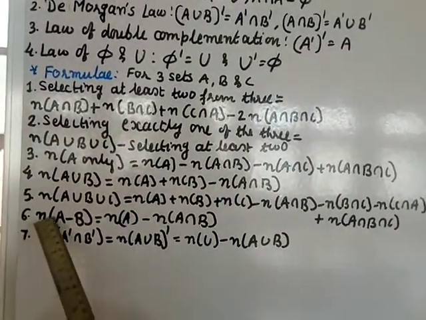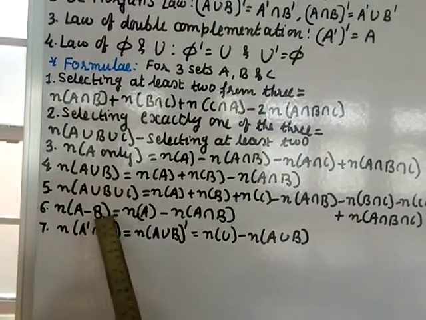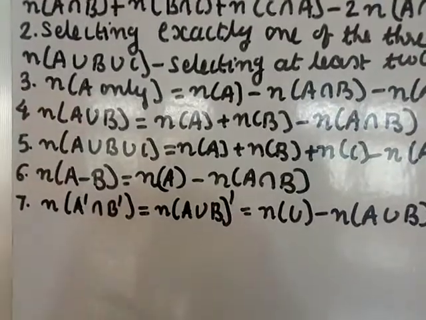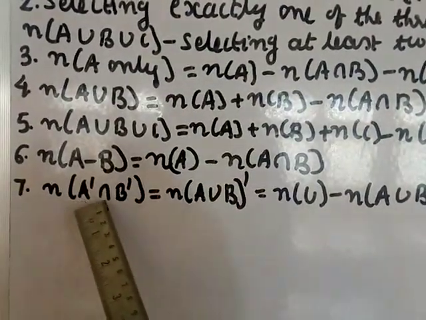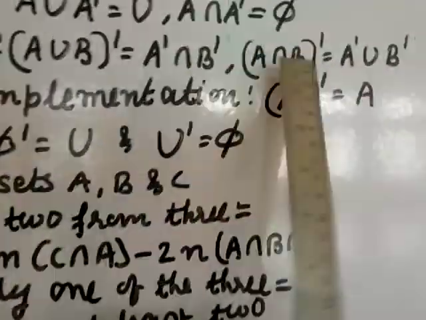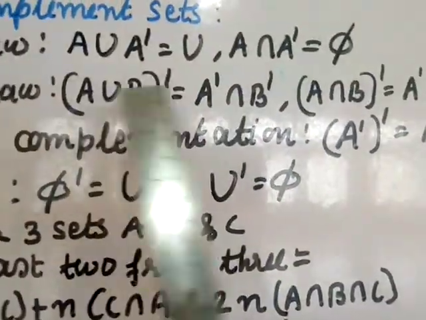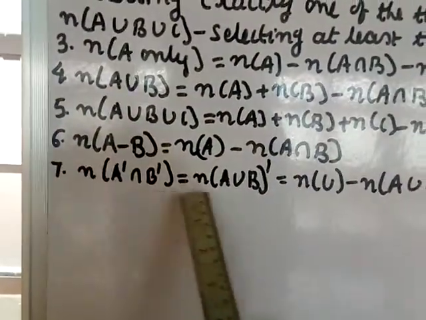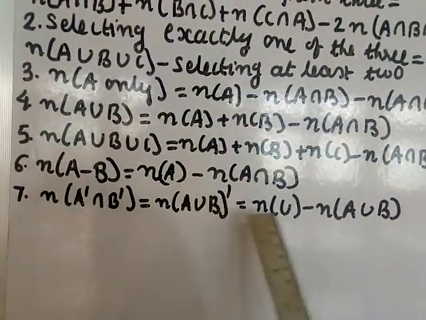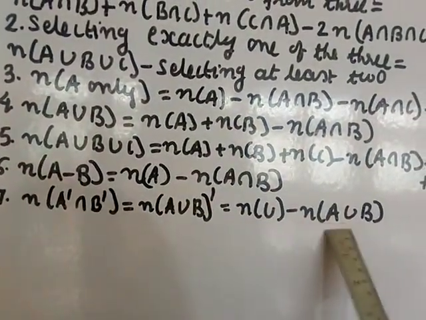Number 6, n of A minus B. So A minus B is taken as n of A minus n of A intersection B. Number 7, n of A dash intersection B dash. Then by De Morgan's law, we can write this as, okay, opposite. If this is given, we can write this. If this is given, we can write this. Okay, so I am going to use the first one. So this can be written as n of (A union B) whole dash. And this whole dash means U minus A union B.